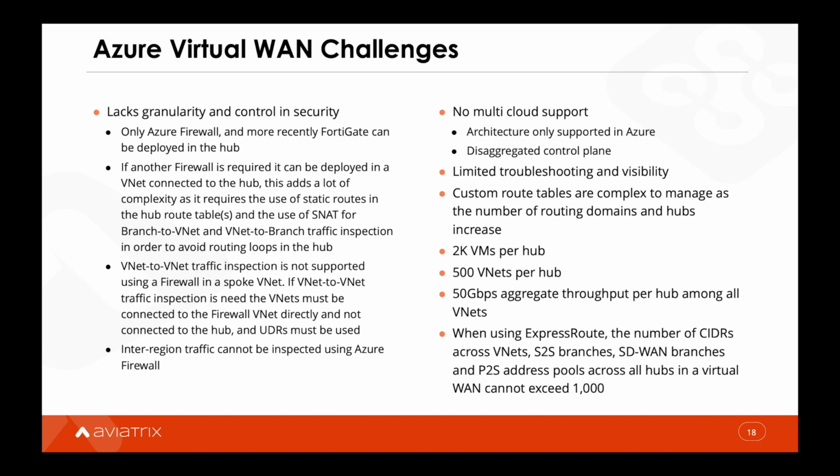If inspection between the virtual networks and the branches is required, the branches connected to the Virtual WAN hub, using an NVA, you must use source NAT at the firewall.